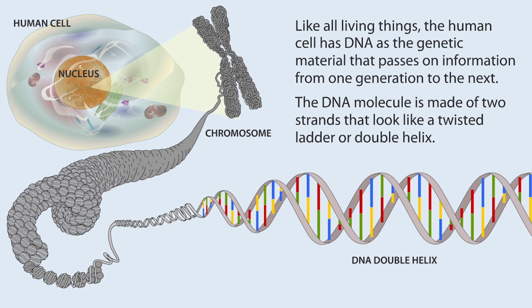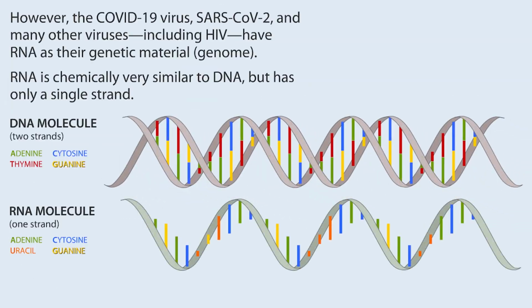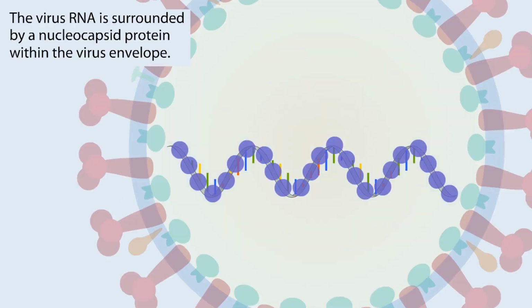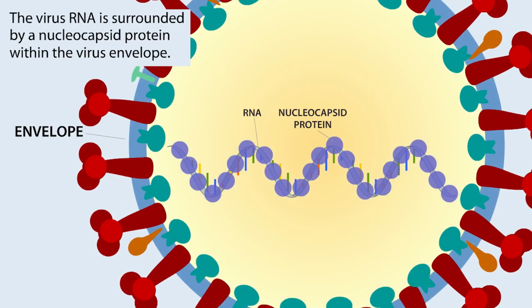Like all living things, the human cell has DNA as the genetic material that passes on information from one generation to the next. The DNA molecule is made up of two strands that look like a twisted ladder or double helix. However, the COVID-19 virus, SARS-CoV-2, and many other viruses, including HIV, have RNA as their genetic material, genome. RNA is chemically very similar to DNA, but has only a single strand. The virus RNA is surrounded by a nucleocapsid protein within the virus envelope.